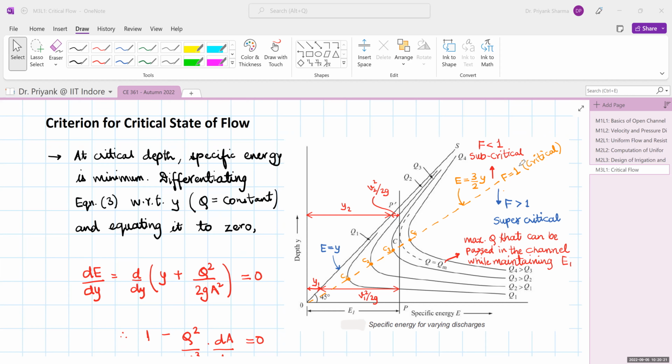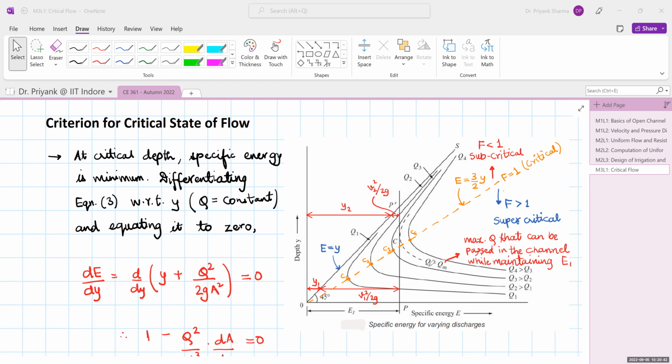So at critical depth, your Froude number is 1. So that state of flow is critical flow. Any value of flow where your Froude number is less than 1 is called subcritical flow, and for Froude number greater than 1, that is called supercritical flow.